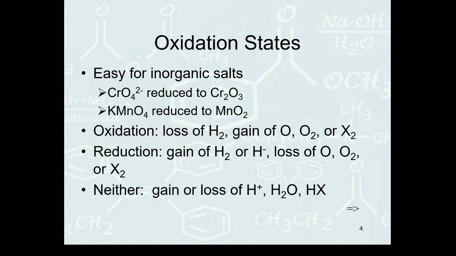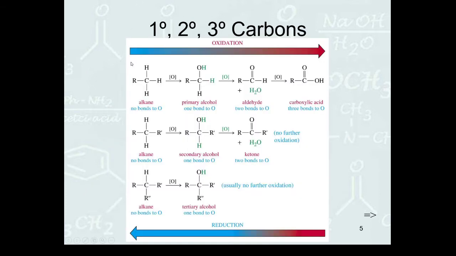If I'm being oxidized, I'm either going to lose 2 hydrogens, gain oxygens, or gain a halogen. So if I gain oxygens, gain a halogen, or lose hydrogens, I've been oxidized. If I'm being reduced from reactant to product, I should gain hydrogens, lose oxygens, or lose halogens. If there's neither a gain nor loss of hydrogen, water, or hydrohalide, then I didn't go through a redox reaction.